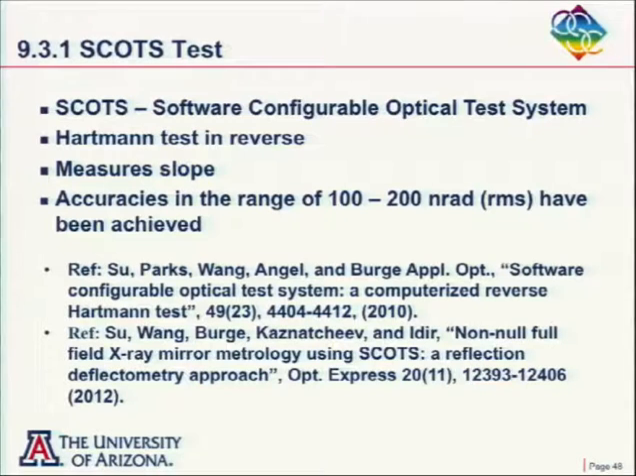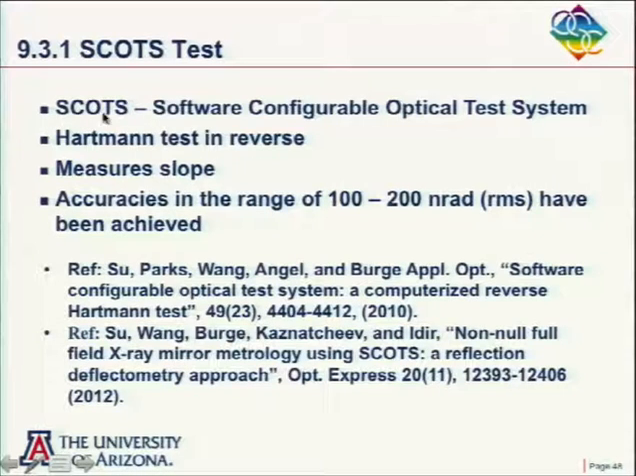And he nowadays is working in the solar energy business. He needed a way to test the collector optics for solar energy, and so he came up with what is now known as the SCOTS test. It's really a lot like the Hartmann test, except it's kind of in reverse, and we'll see that in a minute.